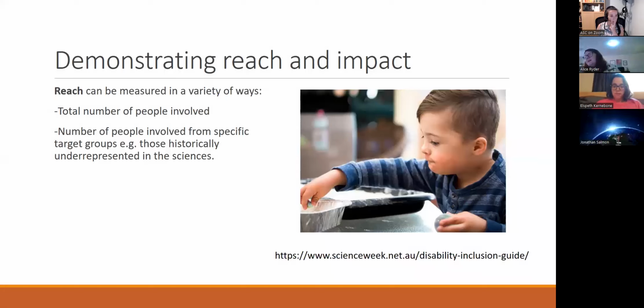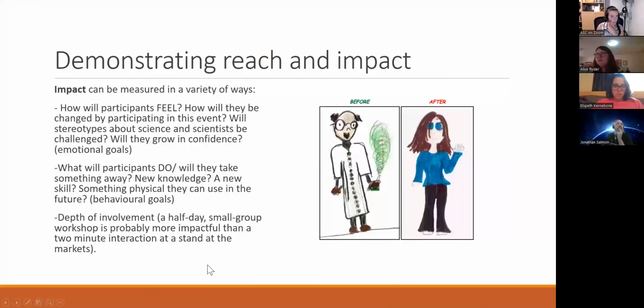In previous grant guidelines, they actually listed some of those groups as being women, people with disabilities, people from remote and regional Australia, First Nations people. The specifics have been taken out now. So it's up to you to think about whether your audience might be from a historically underrepresented group in science. And over here, I've put a link to National Science Week's Disability and Inclusion Guide that is worth having a read of. You can also measure impact in a number of different ways.